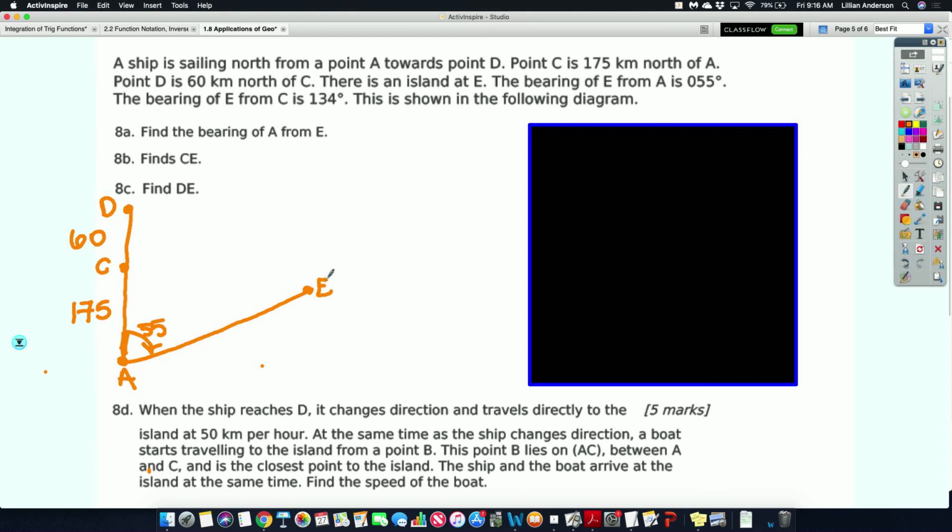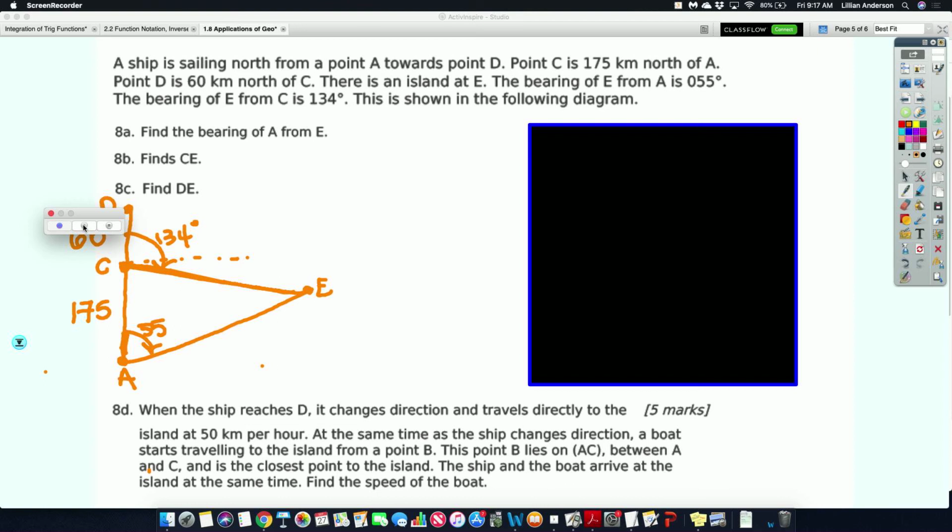And then the bearing of E from C is 134 degrees. That means from C to get to E, you have a 134 degree bearing. 134 degrees is more than 90, but less than 180. So again, from the north direction heading clockwise, you have 134 degrees. And that's what your diagram should have looked like. So, that is your diagram. Are there any other questions?